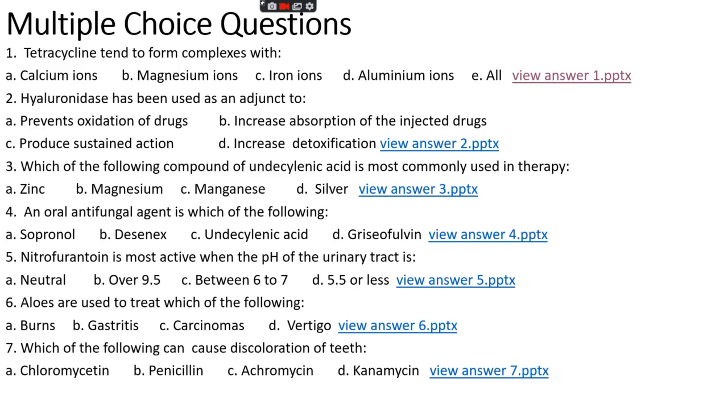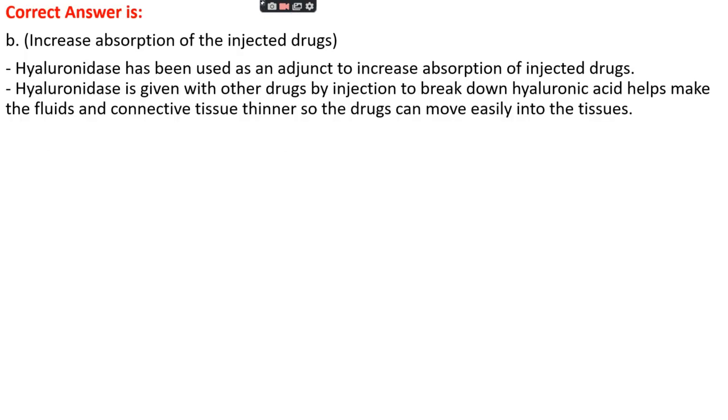Okay. Question number two. Hyaluronidase is used as an adjunct to: option A, prevent oxidation of drugs; option B, increase the absorption of the injected drugs; option C, produce sustained action; or option D, increase detoxification. The right answer is option B, that is to increase the absorption of the injected drugs.